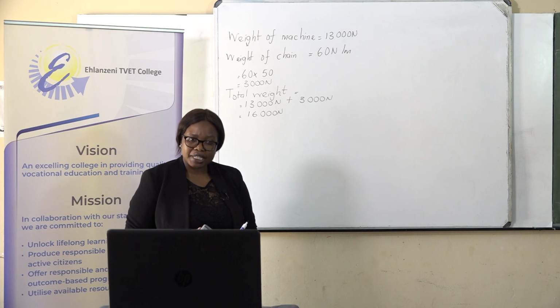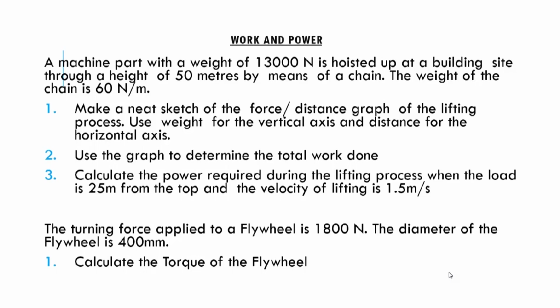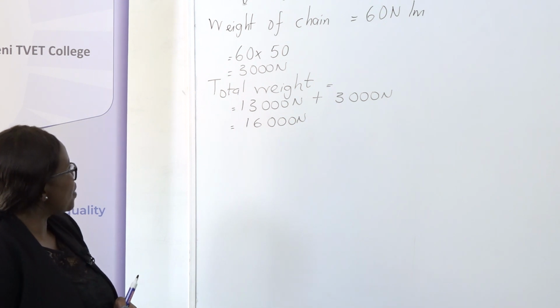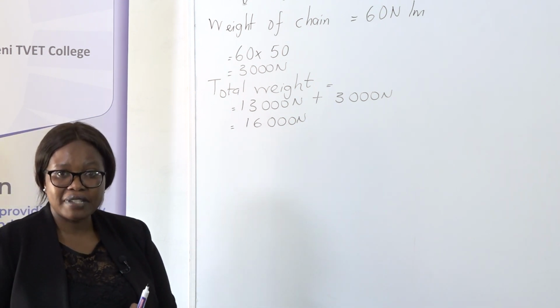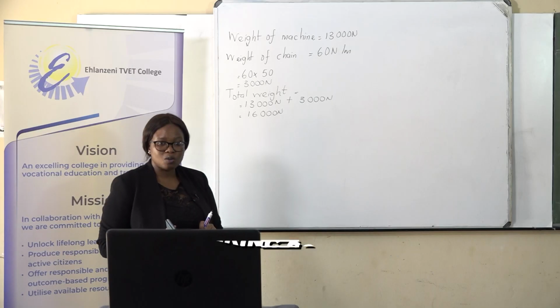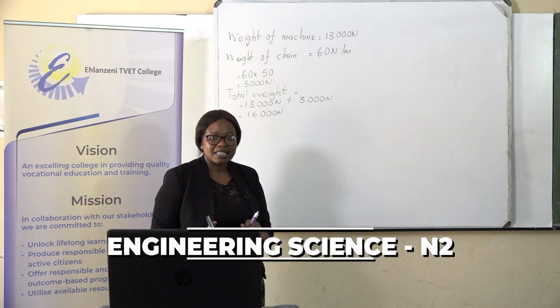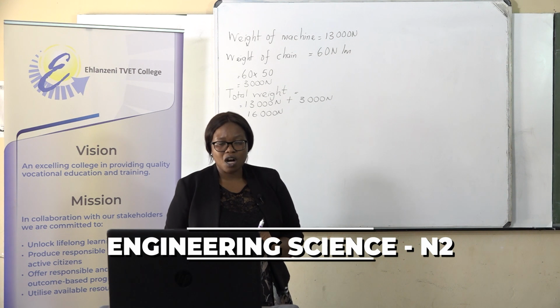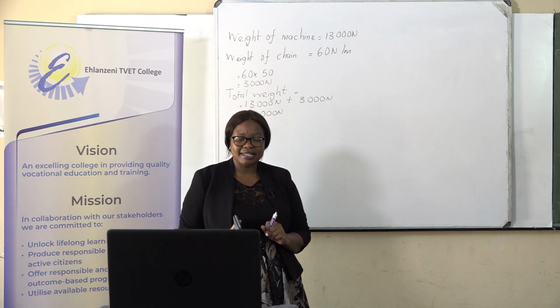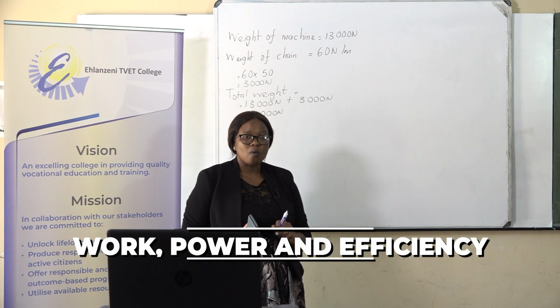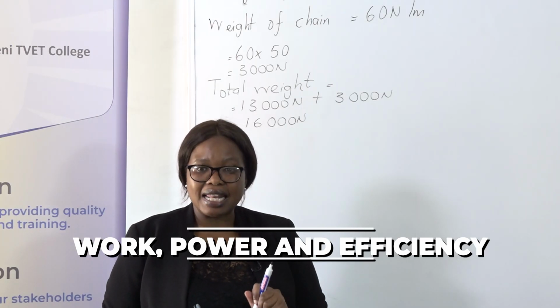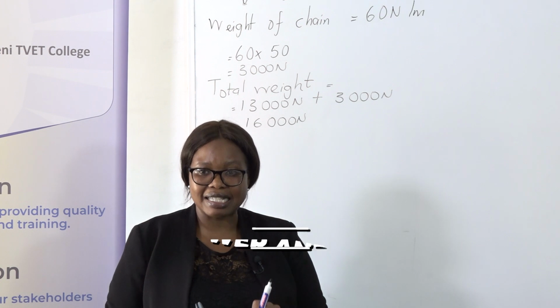Now, let's look at our question. What are we asked to do? We are asked to make a neat sketch of the force distance graph. So now, what do we have? We have the force, the total weight of the machine and the chain, and we have the distance, which is 50 meters. We are given the hint that the weight goes on the vertical, which is our force, and our distance goes on the horizontal. With your ruler and your pencil, let's now sketch a force distance graph.